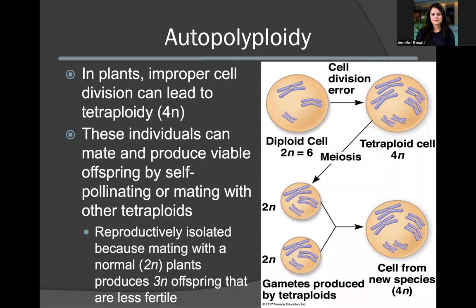Autopolyploidy typically occurs when plants have improper cell division. This usually leads to the condition of tetraploidy, or having 4 sets of chromosomes. These tetraploid individuals can mate and also produce viable offspring. They typically do so by either self-pollinating or by mating with other tetraploids. It is important to note that these matings are reproductively isolated. This is because if these tetraploid individuals were to mate with normal plants, they would produce 3N offspring that are considered to be less fertile.